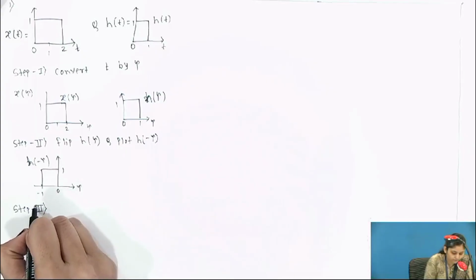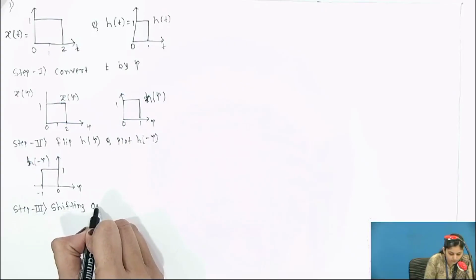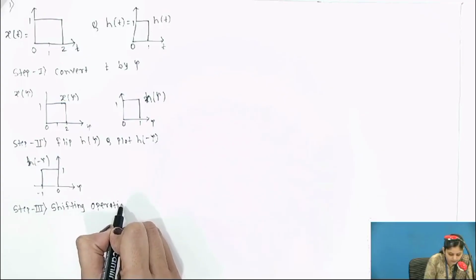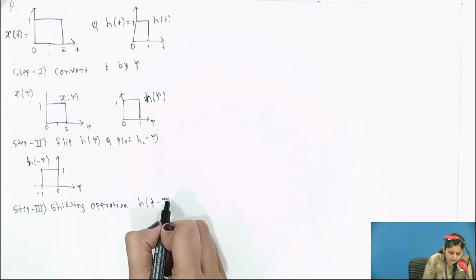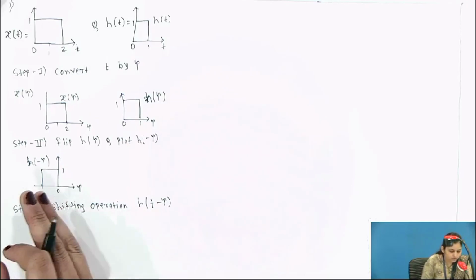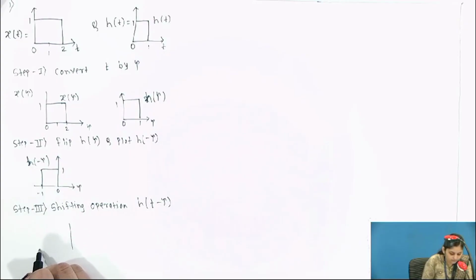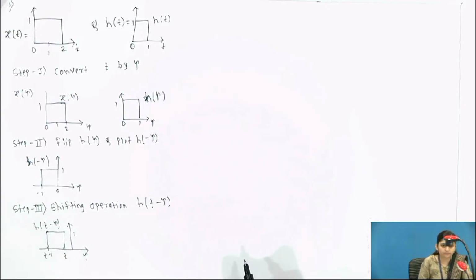Now step number 3 is we have to perform the shifting operation, that is, we have to plot the graph of h of t minus tau. So we perform the shifting operation on this h of minus tau by t. It is shifted toward the left-hand side and starts from t to t minus 1, and the amplitude is again the same, amplitude is 1, and this is the plot of our h of t minus tau.